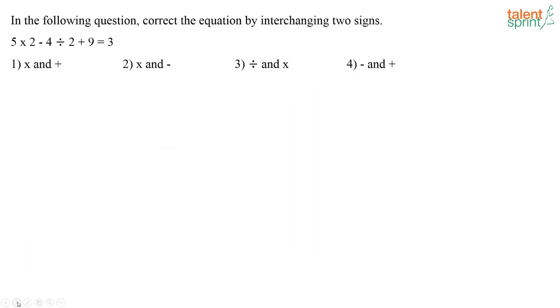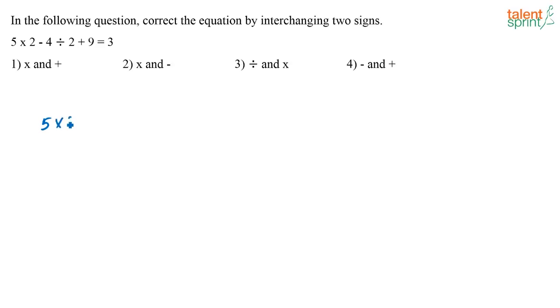In the following question, correct the equation by interchanging 2 signs. So which 2 signs, if you interchange, will you get the correct equation? You obviously have to go with the trial and error method by looking at the options. What is the answer that you get? A lot of you are saying 4 is the answer. Let us check minus and plus. If I interchange minus and plus, how will the equation be?